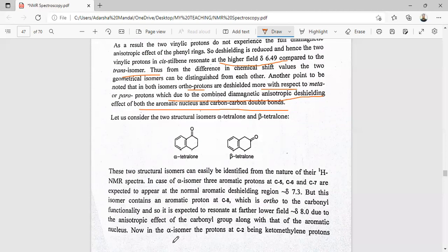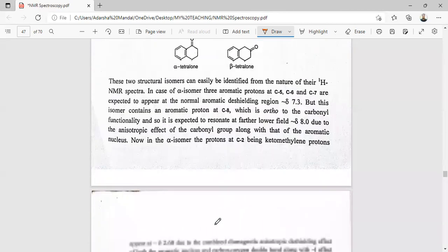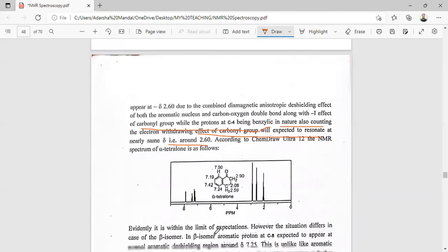So it is expected to resonate further lower field at 8.0 due to the anisotropy of the carbonyl group along with the aromatic nucleus. Now for the alpha isomer, the proton at C2, being a ketomethylene proton, appears at 2.62 due to the combined anisotropic effect of both the aromatic nucleus and the carbon-oxygen double bond, along with the -I effect of the carbonyl group, while the proton at C4, being benzylic in nature, is also expected to resonate at 2.60.